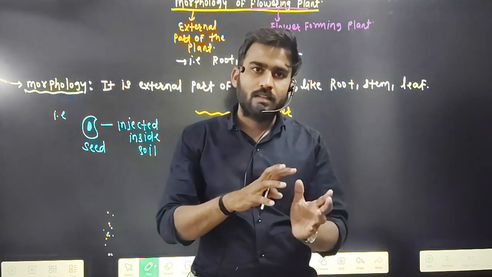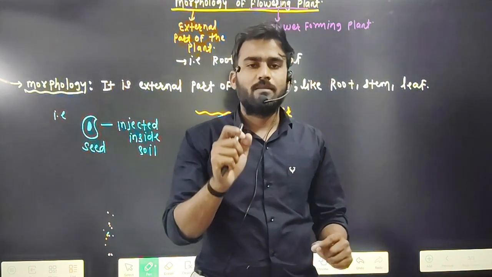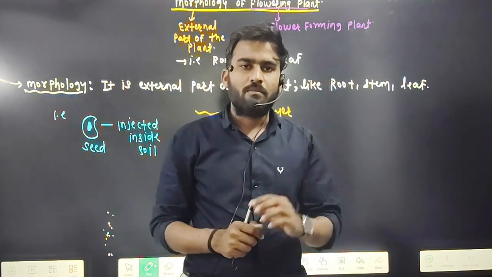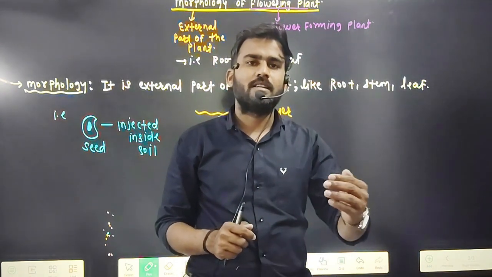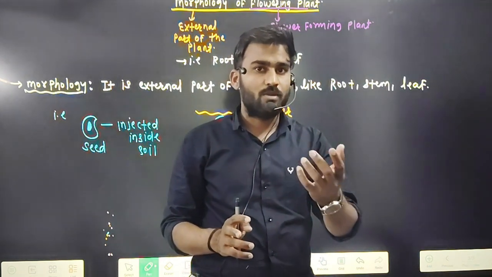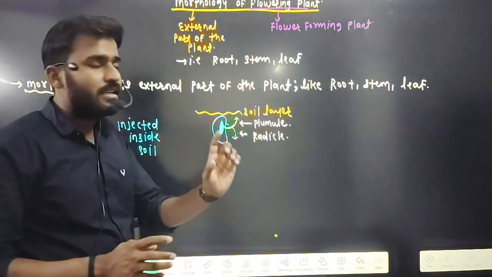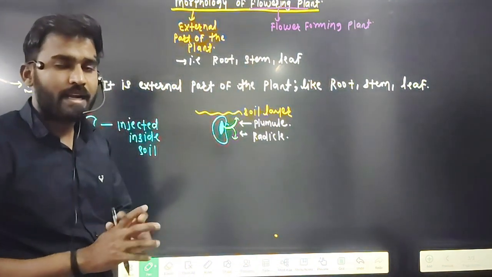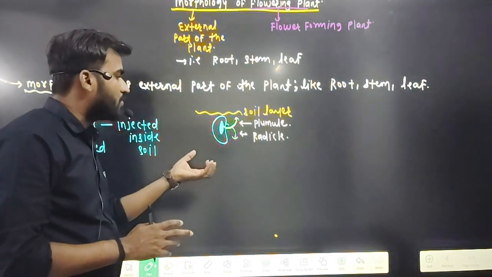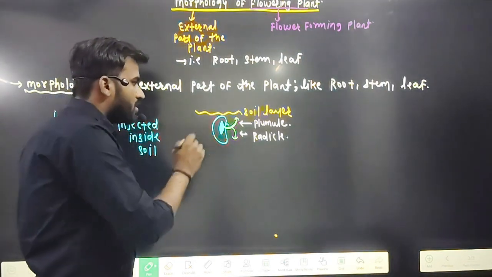But on average, the germination time is about 8 to 10 days. 7 to 10 days is also possible. But before 6 or 7 days, no seed can germinate. I am not talking about sprouting. Once the seed is injected into the soil, it starts natural germination after getting nutrients. Once nutrients are provided, it can start germination.